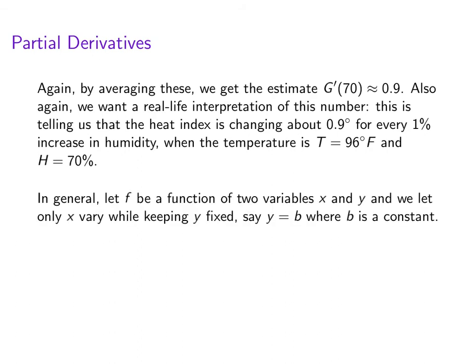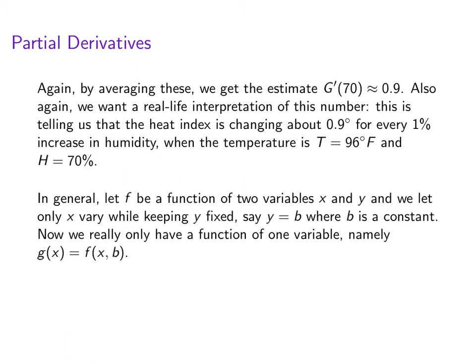In general, what we'll do is start with a function of two variables. Those variables will be x and y. And if we only let x vary and we keep y fixed, let's say y equals b, then we have a function of only one variable. That function will be g of x equals f of x comma b.